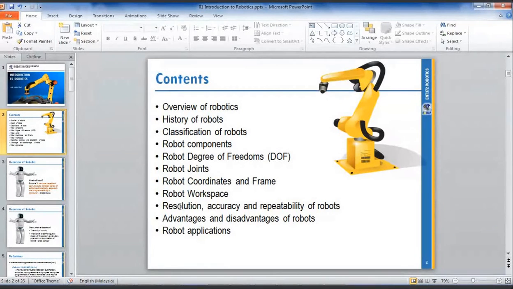Resolution, accuracy and repeatability of robot. This is important before you decide to buy any type of robot. So you need to consider these 3 items: resolution, accuracy and repeatability. The higher the resolution, accuracy or repeatability, the higher the cost will be, normally.